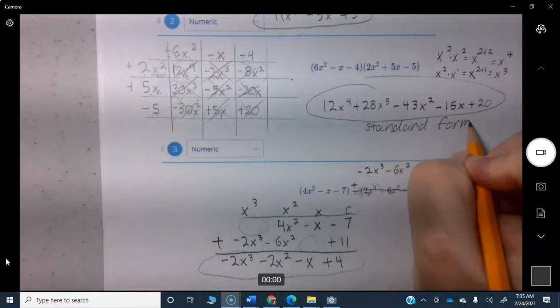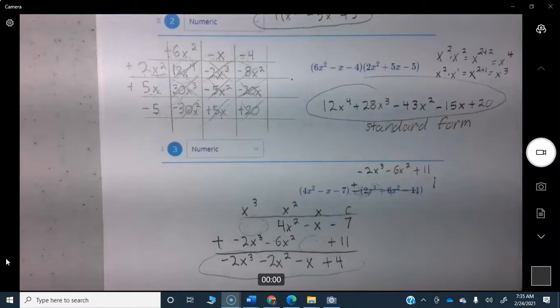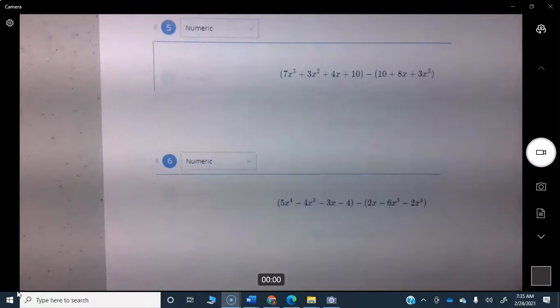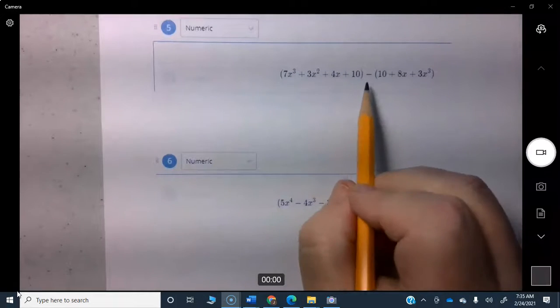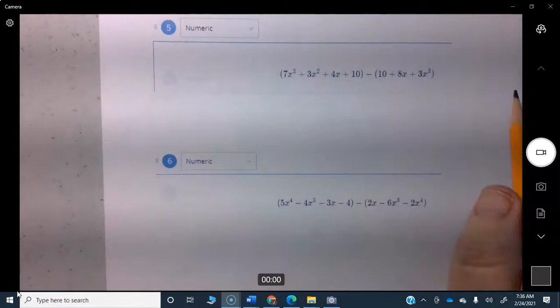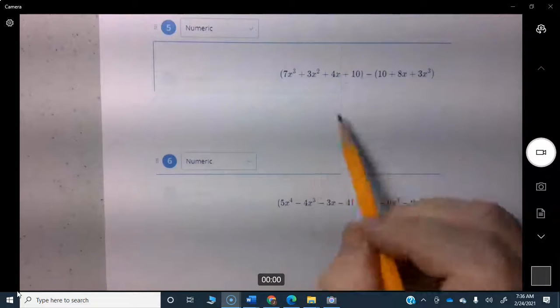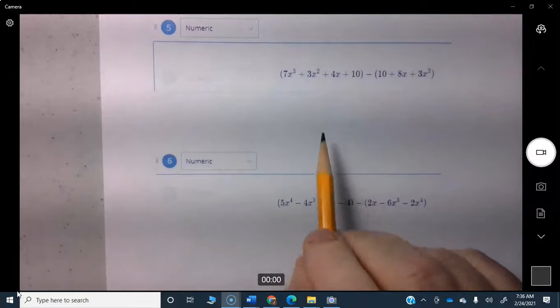And generally you write answers for polynomials in standard form. Okay, that takes care of that. Let's keep going here. Okay, so at every point, try to do these on your own. Here's another subtraction, so it's good to practice those. Here's another subtraction. I'm going to do this one. You're going to do this one on your own.